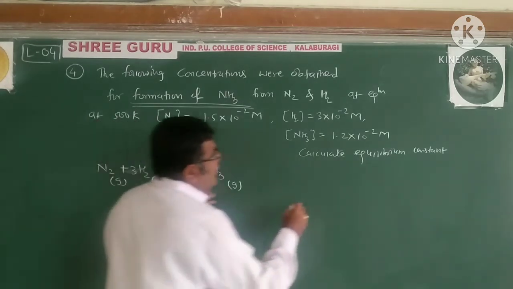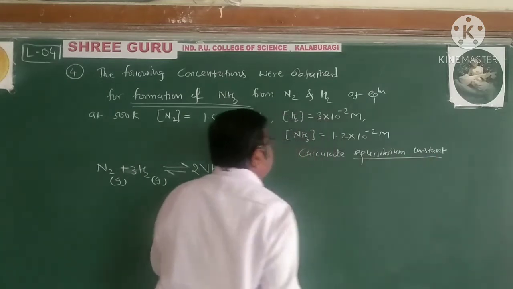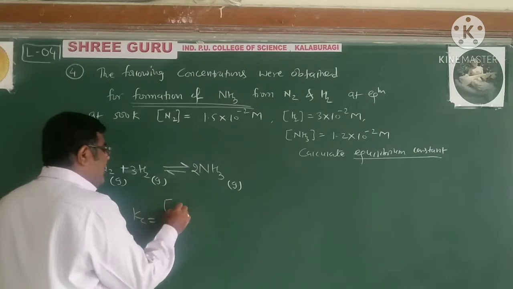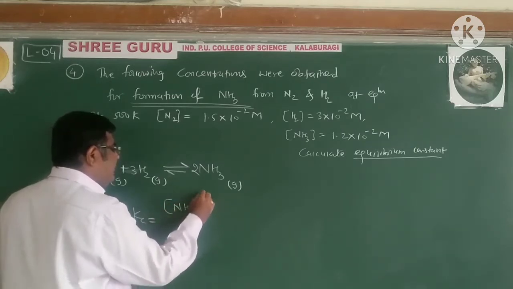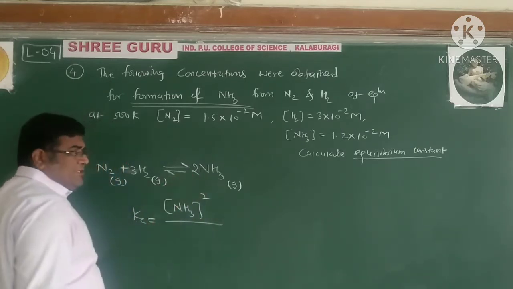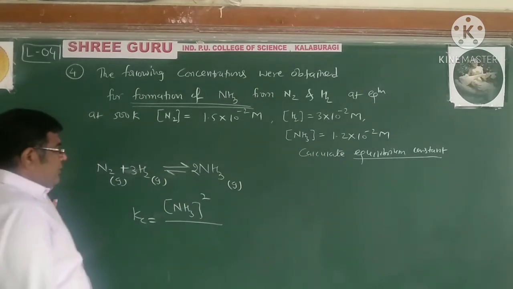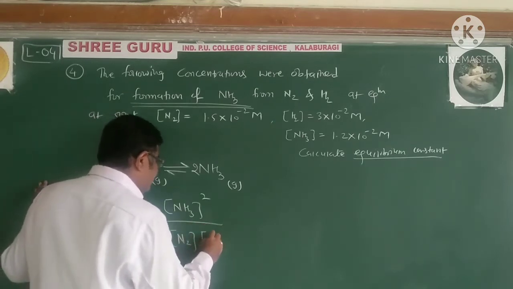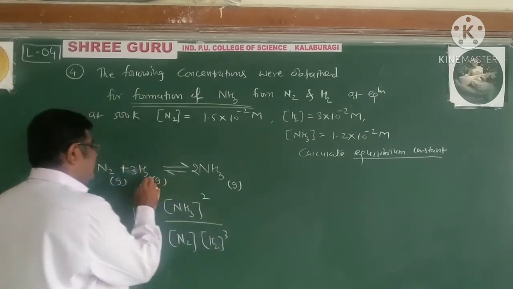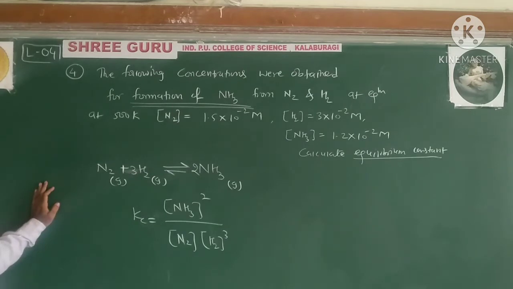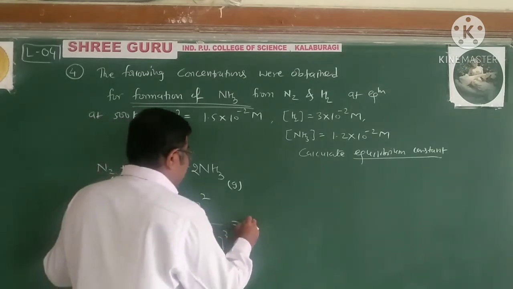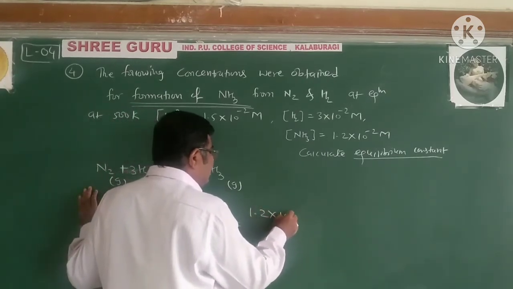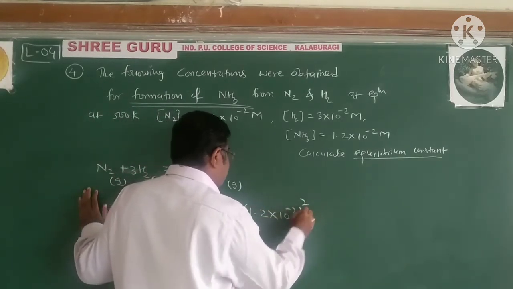Now they ask us to calculate the equilibrium constant. So you can say Kc equals the molar concentration of ammonia raised to 2, the product concentration, divided by the reactant concentration, hydrogen raised to 3, because 3 is the stoichiometric coefficient of hydrogen. Ammonia concentration they have given 1.2 multiplied by 10 raised to minus 2, square of it.